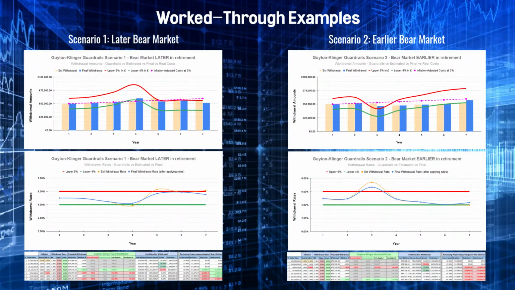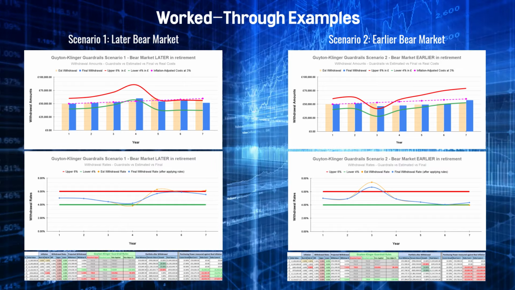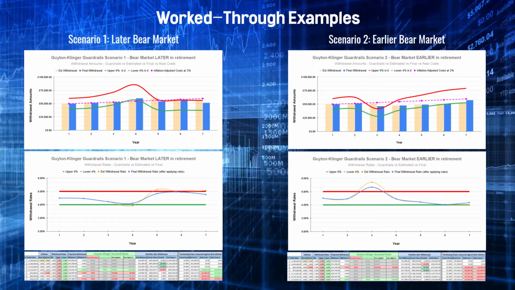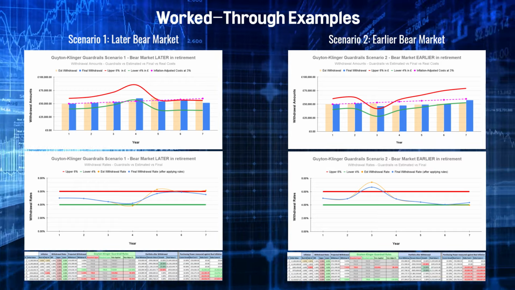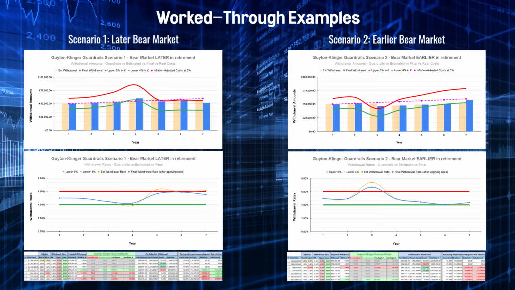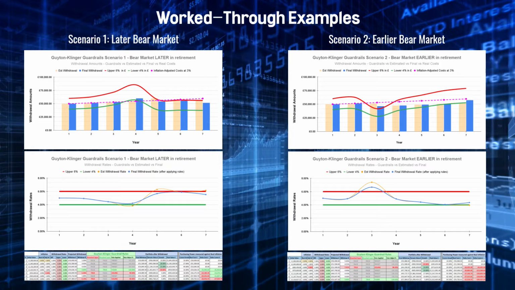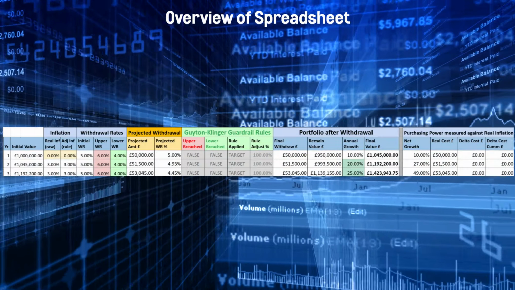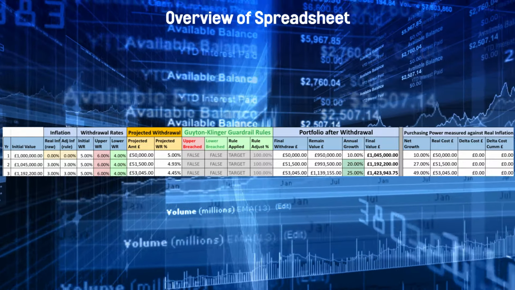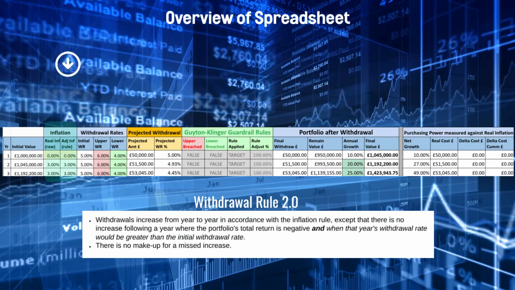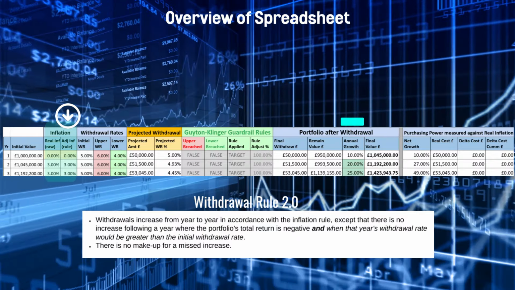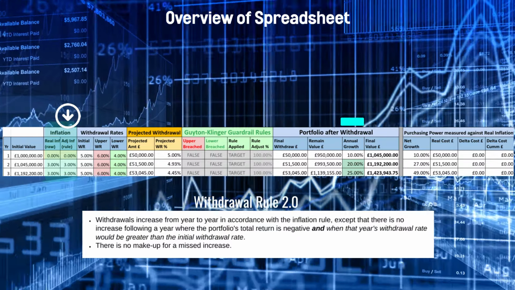Now we have covered all the decision rules, let's take a look at two worked-through examples to bring these rules to life. One with a later bear market, and the second with an earlier bear market. Before we look at the first example, let's quickly go through the structure of the spreadsheet. I have broken down each of the constituents to calculate the actual withdrawal amount, starting with inflation. Actual inflation versus the adjusted inflation after applying the withdrawal rule, which forgoes inflation adjustment after a down market.